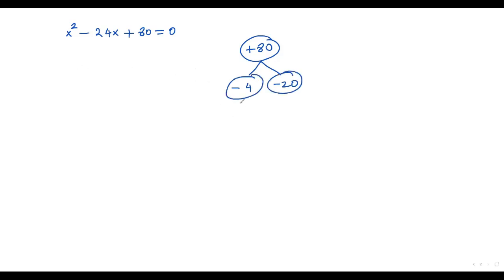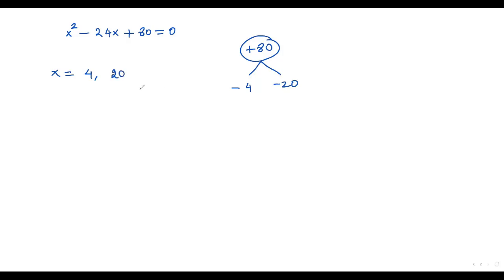What I have to do is change the signs of these two factors to get the values of x. The first value of x is going to be the opposite of this sign, that is positive, and then this number, positive 4. The second value of x is positive 20. We just have to change the sign of this particular factor. So I got two values for x, 4 and 20.